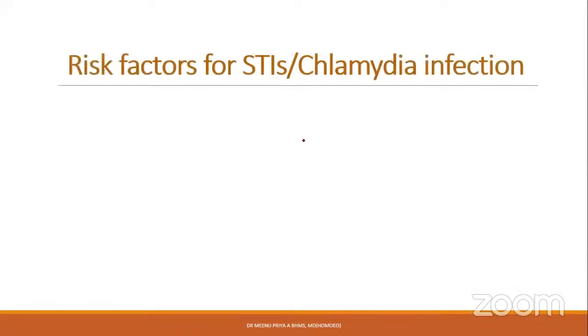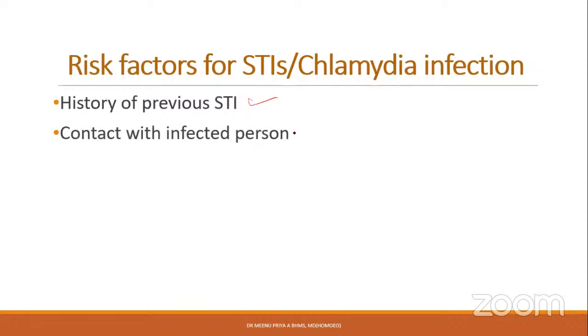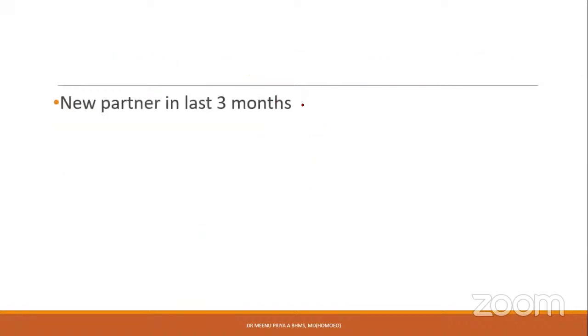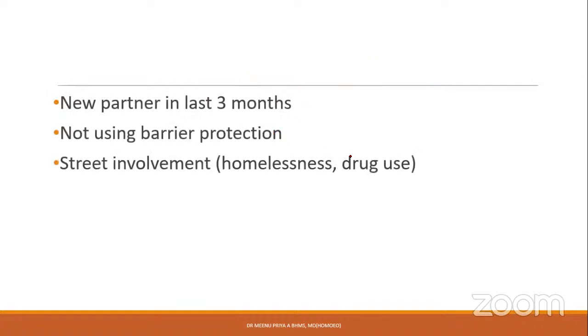Risk factors of sexually transmitted infections or chlamydia infections are a history of previous STI, or contact with an infected person, very obvious, and being sexually active. Individuals below the age of 25 years, this is important because this is the most important risk factor for STI or chlamydia infection. And then multiple partners, a new partner in the last 3 months, not using barrier protection, street involvement, homelessness or drug use.